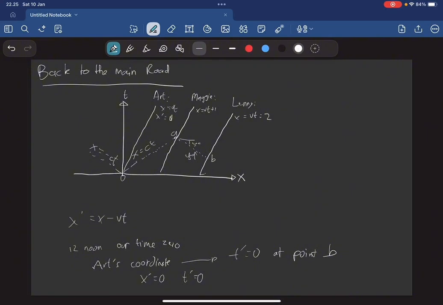Why? Because in the moving frame of reference, Art and Lenny, who are equidistant from the central observer Maggie, send her light signals that arrive at the same instant of time. So Maggie will say, you guys sent me light signals at exactly the same instant of time, because they both arrive here at the same instant of time, and I happen to know that you are at equal distance from me.